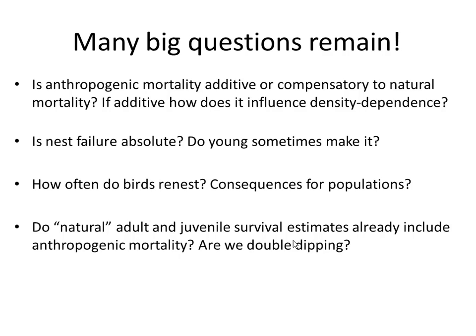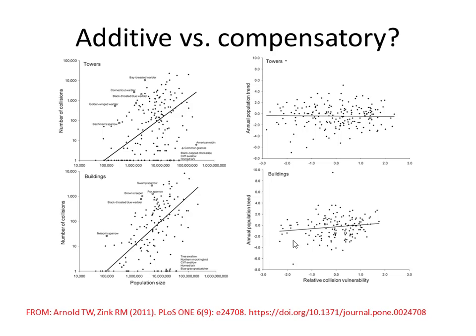Is nest failure absolute? And I'm going to show you how much it matters if some chicks might make it in a given nesting attempt that's disturbed by us or any other activity. How often do birds re-nest? It's not actually something we understand for most of Canada. And do we properly estimate survival? So this is a paper that's not mine, but what it shows is population size on the x-axis and the number of collisions on the y-axis.